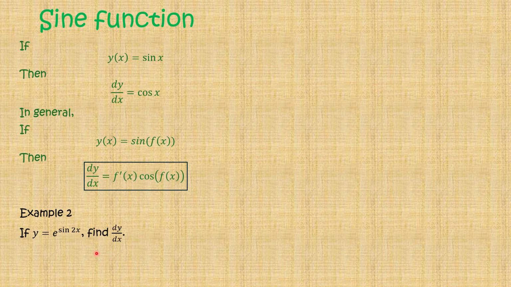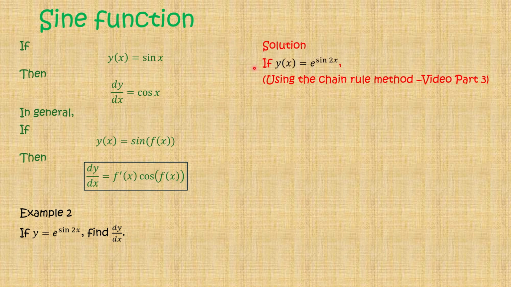Let's take a look at example 2. If y is equal to e to the sine 2x, find dy/dx. The solution. If y is equal to e to the sine 2x, using the chain rule, video approach, that was part 3, we are going to let the inner function, which is sine 2x, and that would imply that u is equal to sine 2x, and du/dx becomes 2 cosine 2x, according to what we obtained in part A.